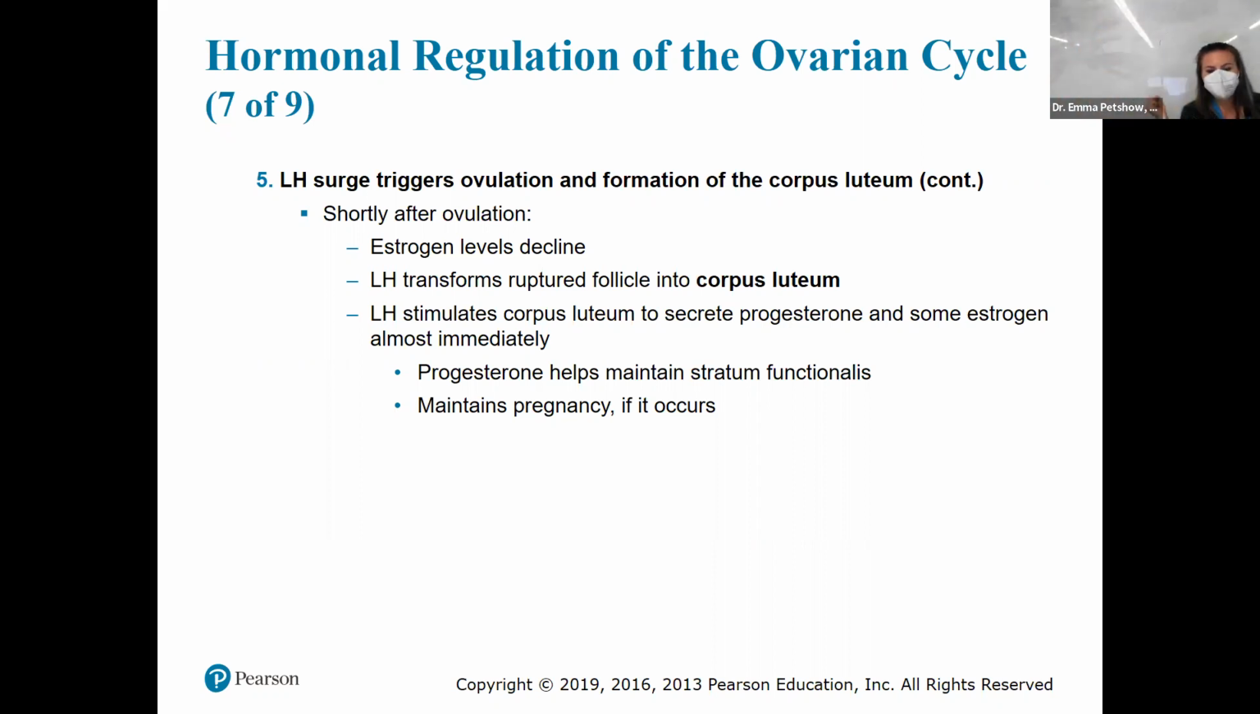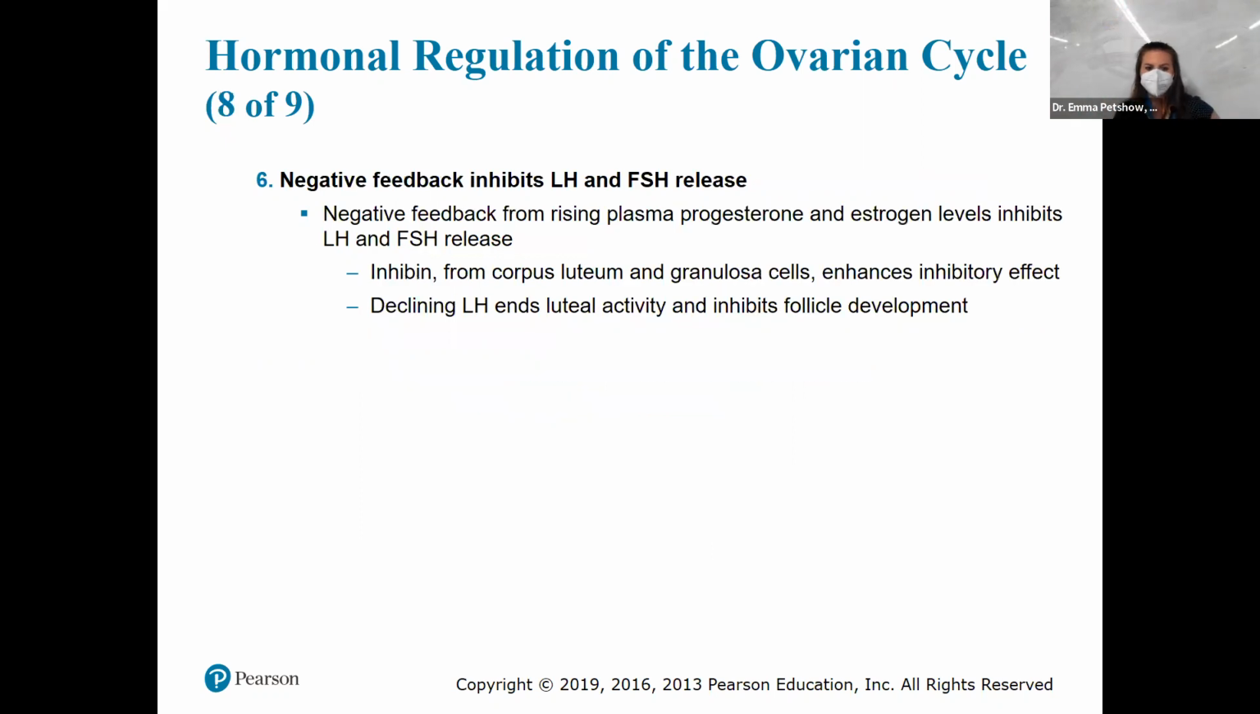LH is going to transform that ruptured follicle into the corpus luteum. It's then going to encourage it to secrete progesterone and some estrogen, like we mentioned, almost immediately. And it'll help maintain pregnancy. Negative feedback, though, inhibits LH and FSH release because progesterone and estrogen are elevated. And then you'll also have some local inhibin that's decreasing that release as well.